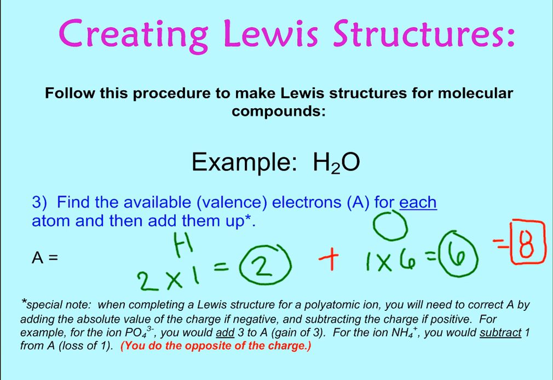And a special note at the bottom says, when completing a Lewis structure with a polyatomic ion, you will do the opposite for the charge. This long sentence is somewhat confusing, but you'll basically do the opposite of the charge. For example, phosphate, you will add 3 to A. But for ammonium, which is positive, you would subtract 1 from A. So you'll just do the opposite of the charge on the polyatomic ion.